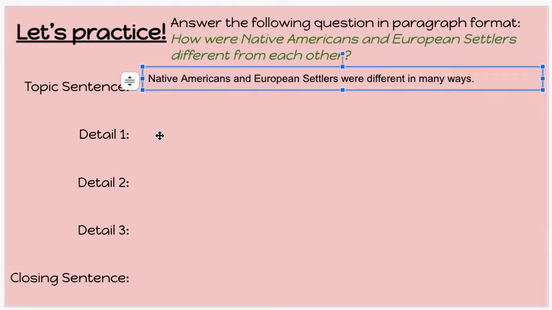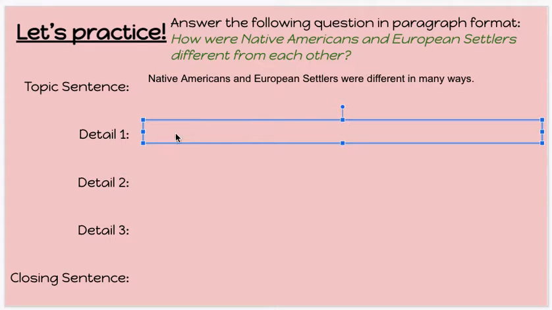That introduces the main idea, the focus of the paragraph, and it tells the reader what the paragraph is going to be about. Now my details are going to give more information. It's going to go into more detail with the response or with answering this question. So I might give 3 different ways that they were different from each other.